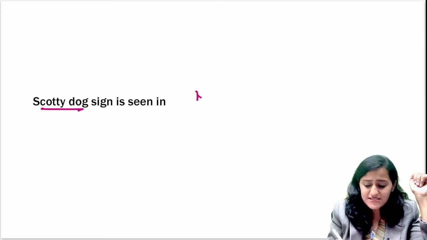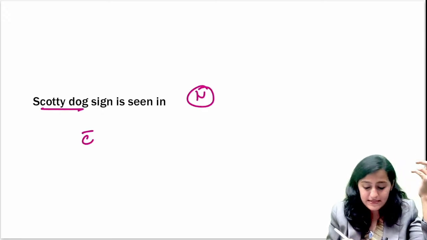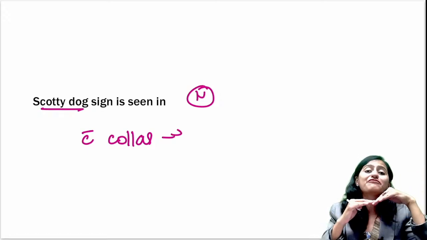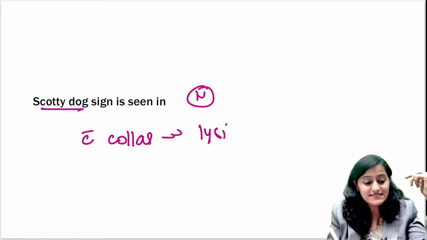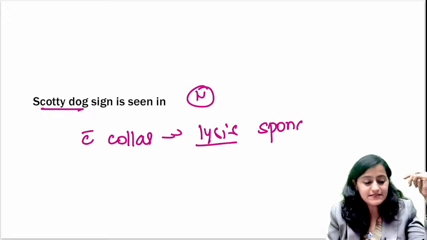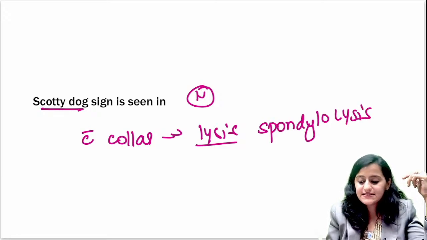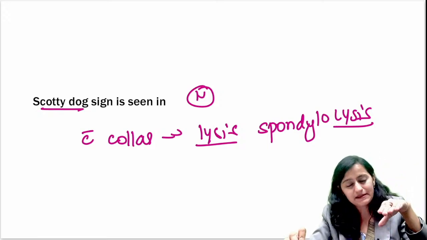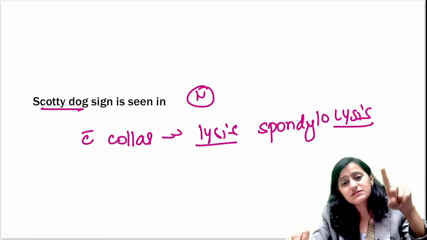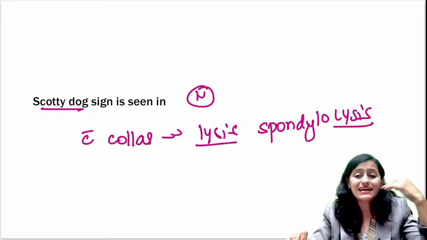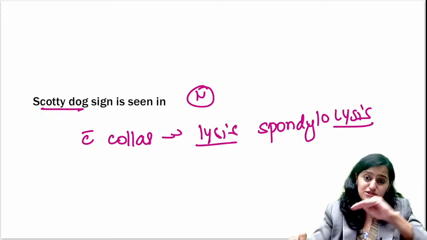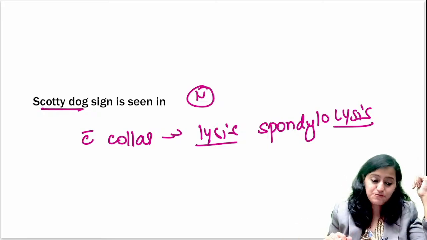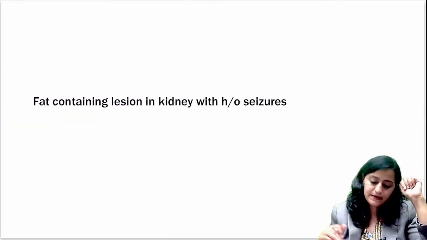So Scotty dog is normal, but when it is Scotty dog with a collar, the collar tells you that the neck has fractured, meaning lysis has occurred. It is seen in spondylolysis, not spondylosis. Okay. So Scotty dog is normal on lumbar spine oblique view, but if you see a collar, the break, then it is spondylolysis. If you see beheaded, then that means it is listhesis. Spondylolysis, not spondylosis. Next one.